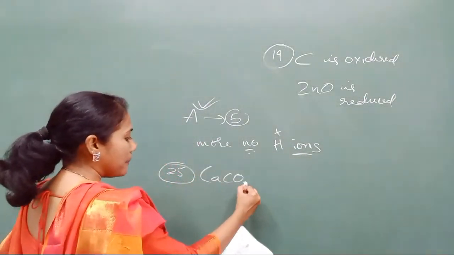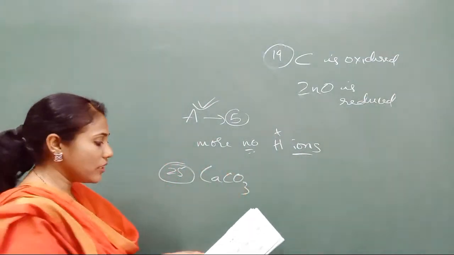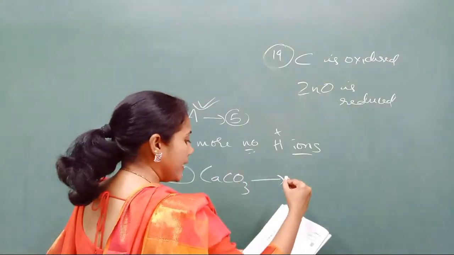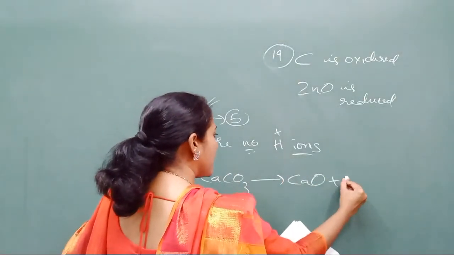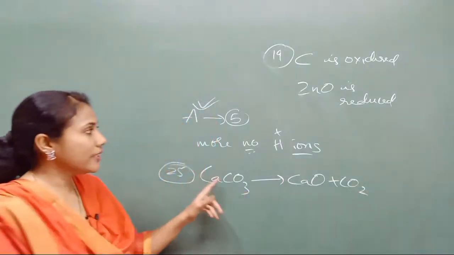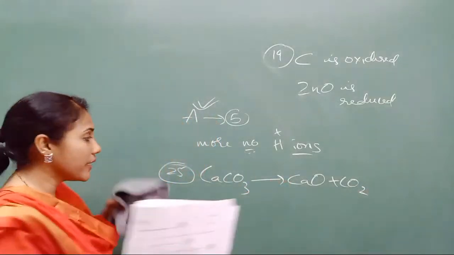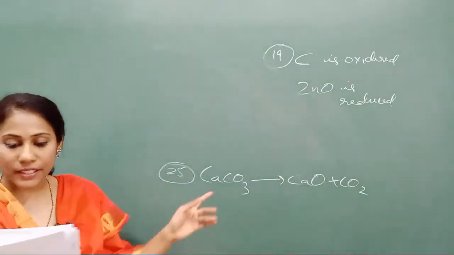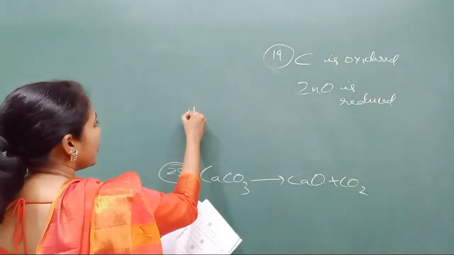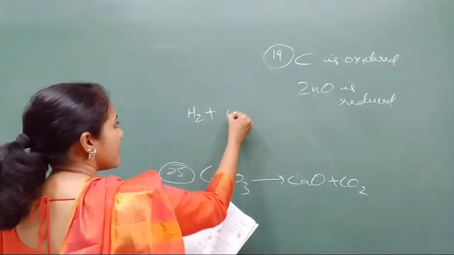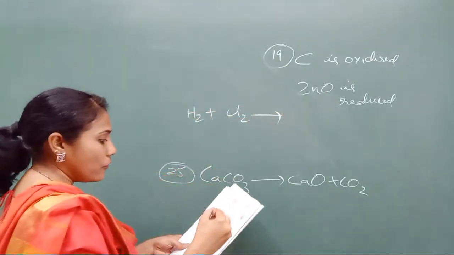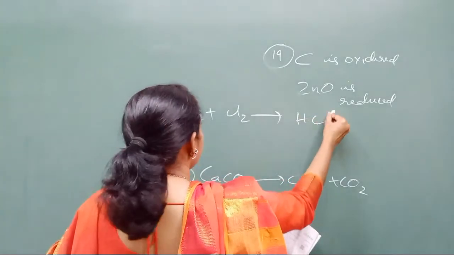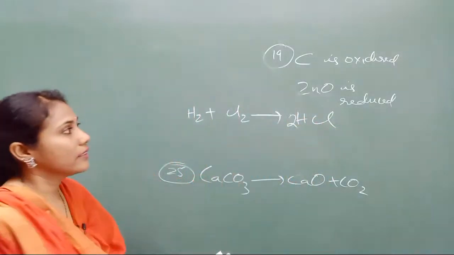So calcium carbonate, I am writing the first equation. Calcium carbonate, on heating you will get calcium oxide plus carbon dioxide. This is already there in a balanced form, okay? So no need to put any numbers here. Second one, hydrogen, H2, chlorine, Cl2, and it will give what? Hydrogen chloride, HCl. So you have to put 2 there, okay?